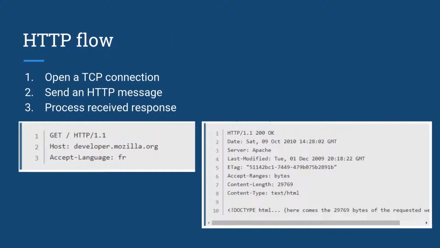So this is the flow of HTTP. The TCP connection is opened between the client and the server. Then the browser sends an HTTP message to the server, and on the left side, this is the request template, and then the server returns a response, and on the right side, this is the response template.